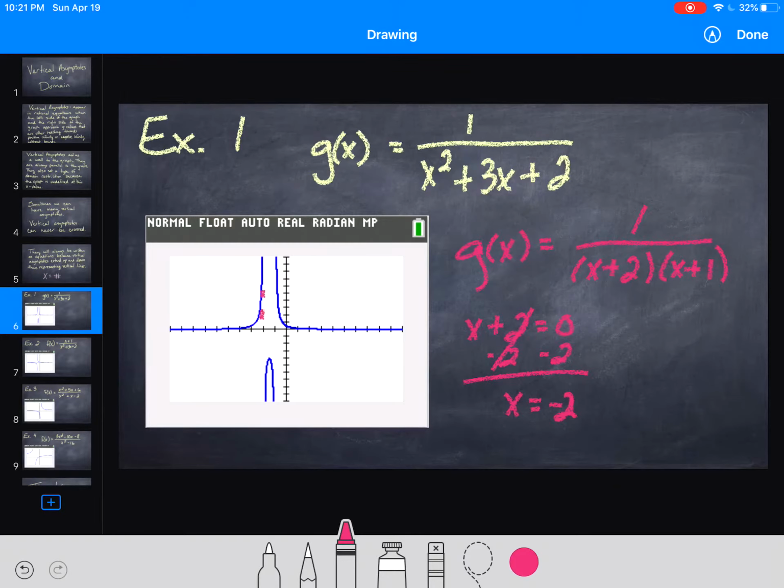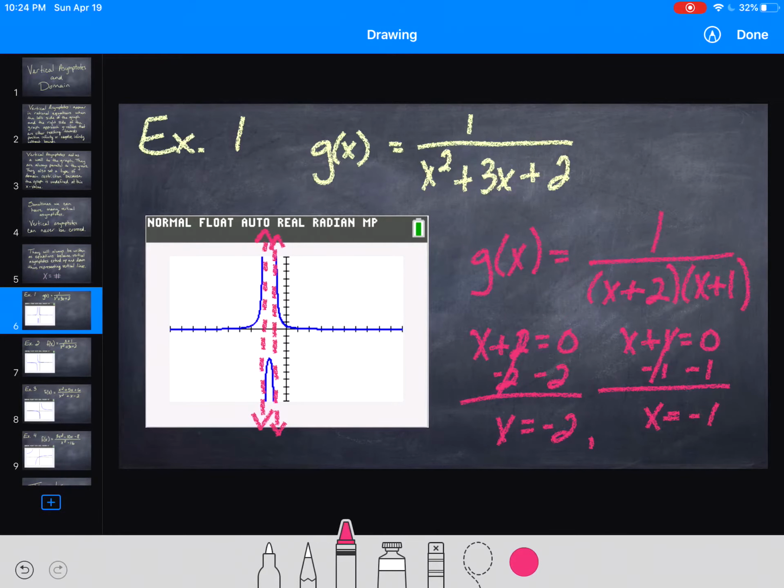I can see on my graph that my graph approaches negative 2, but it never crosses it. It starts extending up, never crossing it, and it goes down all the way towards negative infinity, but it never crosses that negative 2. Then I can look at my second factor. I have an x plus 1. If I set it equal to 0 and solve for x, I end up with x is equal to negative 1. My graph extends up and it extends down towards negative infinity, but never crossing the negative 1.